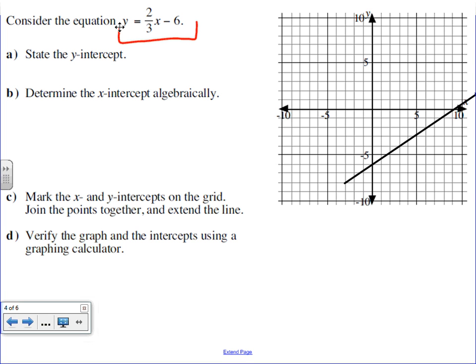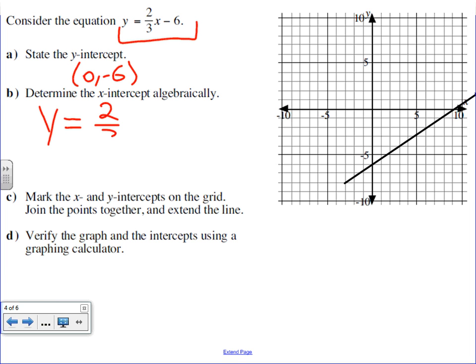Yeah, it's (0, -6). And it says determine the x-intercept algebraically. That's a fair question. So if you have this equation, how do you find x-intercepts?